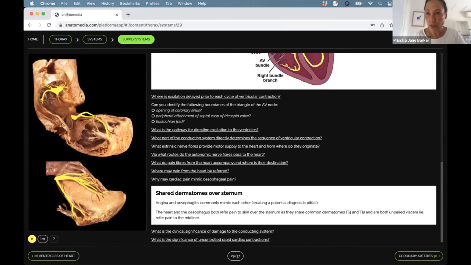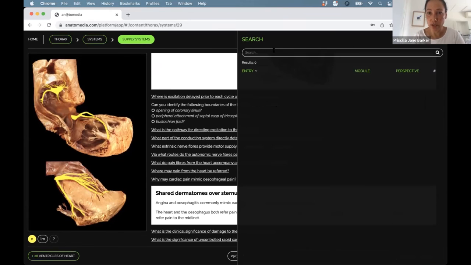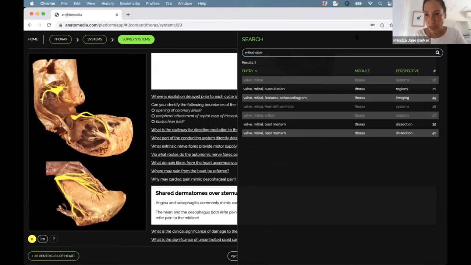But if you wanted to find a specific structure, say we wanted to find the mitral valve, we could enter that in the search engine here, and what you can see when you bring that search engine up is that it lists exactly where it is. So these are in thorax, as you would expect, and if you click on that systems finding of mitral valve, you're going to probably come to about where we are. Frame 26, I think that is where we are.